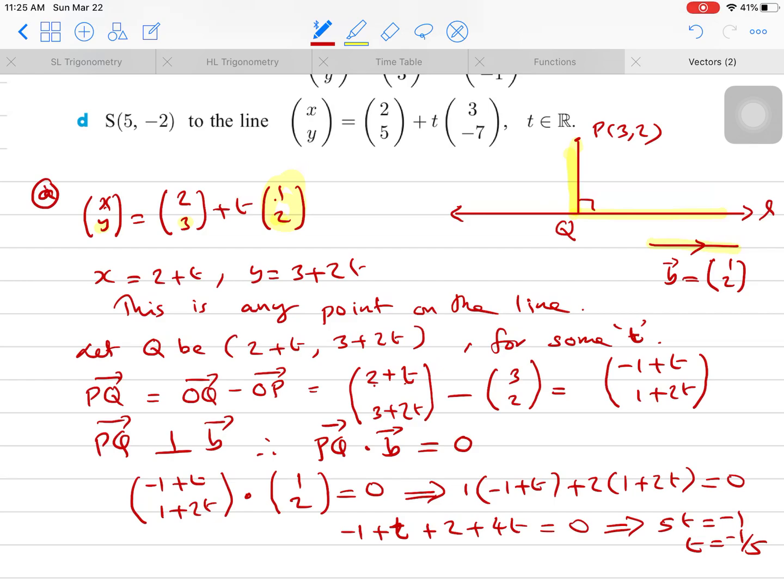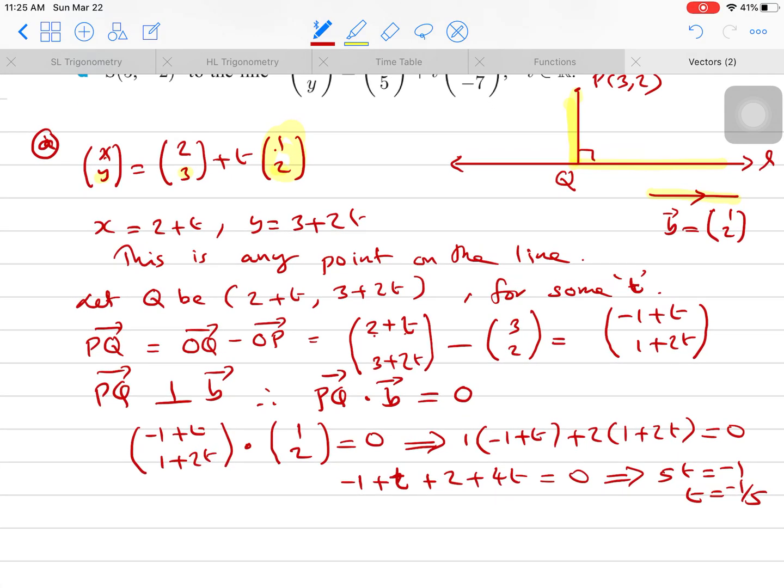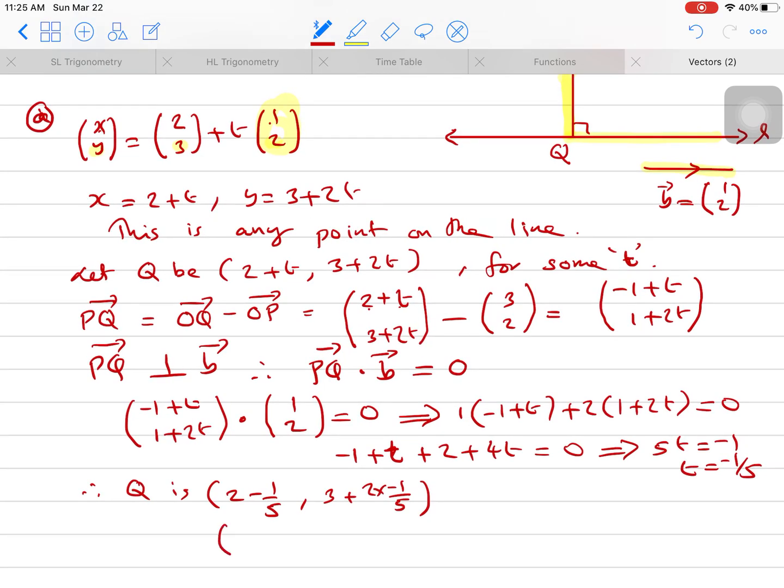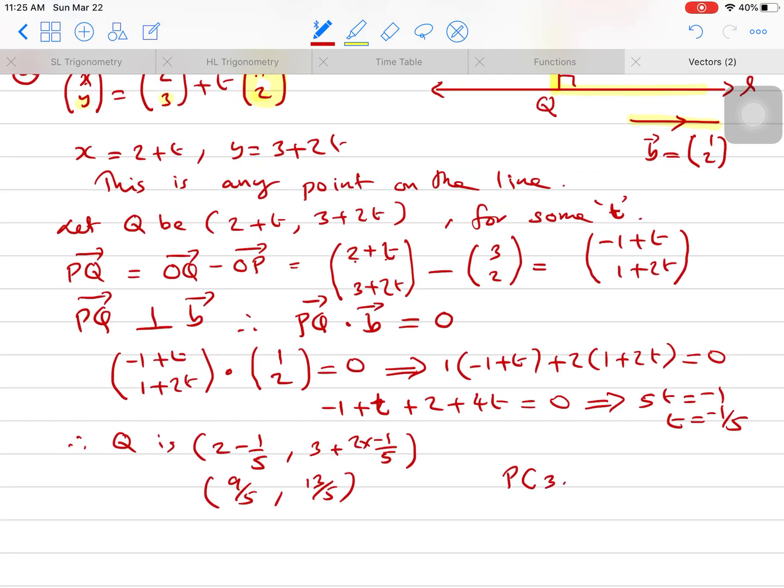So I found the value of t. Put that back into Q to get the point Q. Replace t by minus 1 by 5: 2 minus 1 by 5, comma 3 plus 2 times minus 1 by 5. On further simplification, I get 9 by 5, comma 13 by 5. That's the point Q, and we already know P is (3, 2).